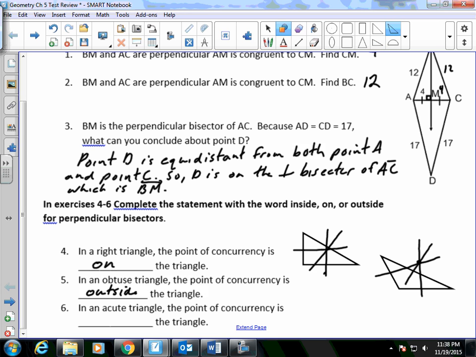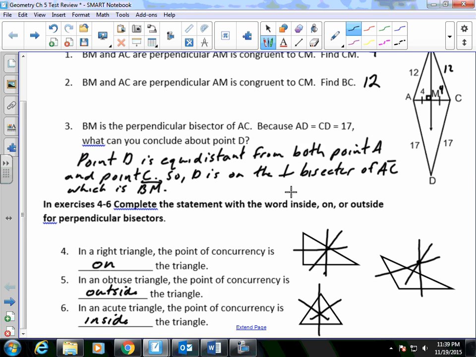so let's look at one of those real quick. So an acute triangle, if I freehand perpendicular bisectors in each one of those, there we would see that would be inside the triangle. And so really the trend is that for these perpendicular bisectors, the bigger the angles get, the farther towards the outside the point of concurrency moves.